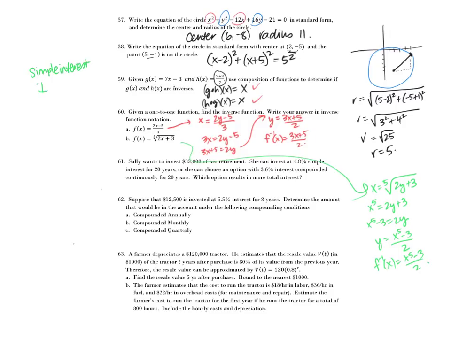So I know that the interest is equal to the principal times the rate times the time. So the principal here is $35,000 times the rate, which is 4.8%, times the amount of time, 20 years. So that's $33,600 in interest.